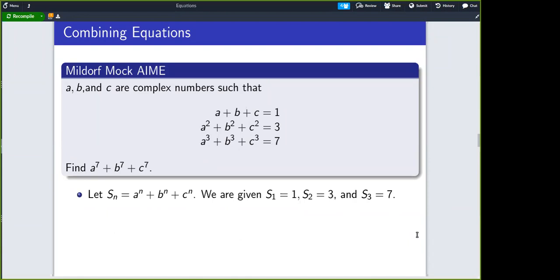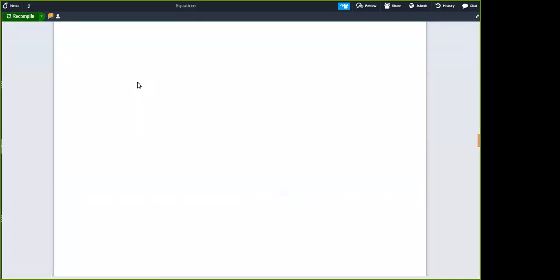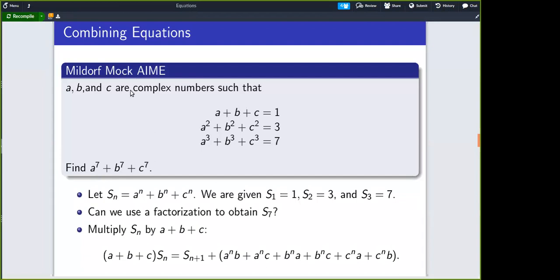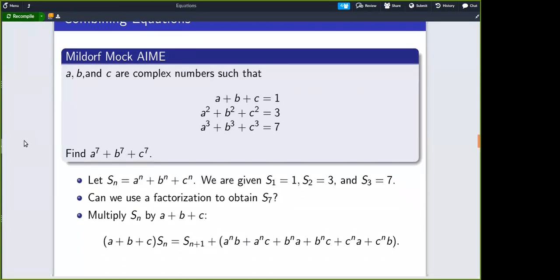The reason we do that is because it's the same idea as before. We're going to increase the exponent in a, b, and c. But what happens here is that we get a lot more terms than before. So if we multiply Sn by a plus b plus c, we get Sn plus 1, and then we get 6 more terms after that. And so does anyone have any ideas for how to relate the last set of terms on the right side?